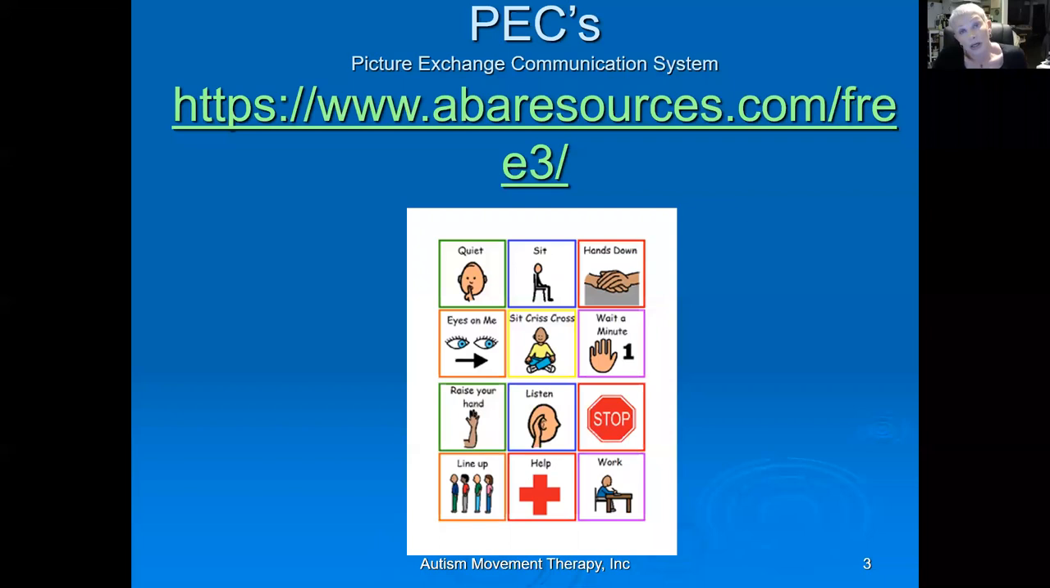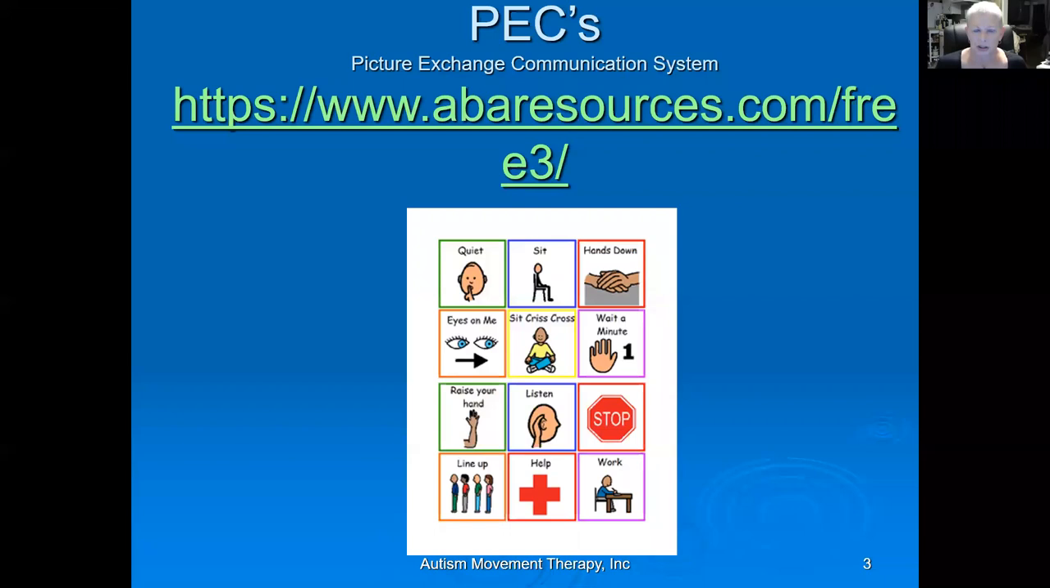I have a pointer. I don't know if it's going to point for you, but we see on the upper left is quiet. So we see sit, we see hands down, eyes on me, crisscross applesauce. We see wait a minute, raise your hand, listen, stop, line up, help, I need help, or work. So these are very, what we call, useful PECS communication icons.